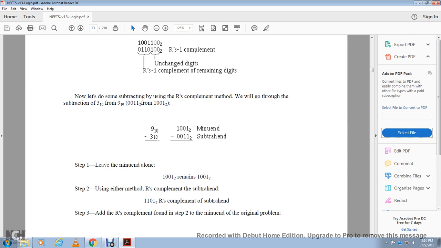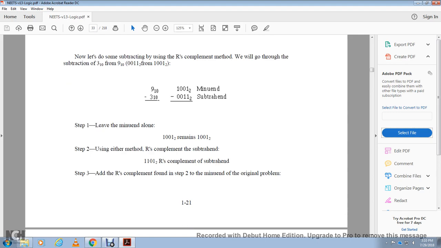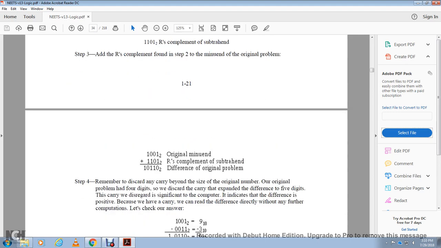Step 3, add the radix complement found in step 2 to the minuend of the original problem. So you'd have the original minuend 1 0 0 1 base 2 and the radix complemented subtrahend 1 1 0 1 base 2, and the sum is 1 0 1 1 0. Remember to discard any carry beyond the size of the original number. The original problem had 4 digits, so discard the carry, which expands the sum to 5 digits. The computer disregards the extra digit and reads the difference directly without any further computation.